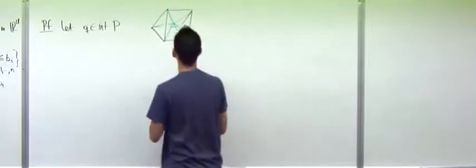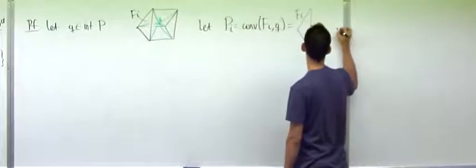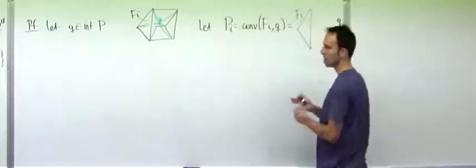So this is Q. This is a facet. Let's say this is the facet Fi. Let's say that Pi is the convex hull of Fi and my interior point. Okay. But the point is that here's Fi, here's Q, and what I have is a pyramid.